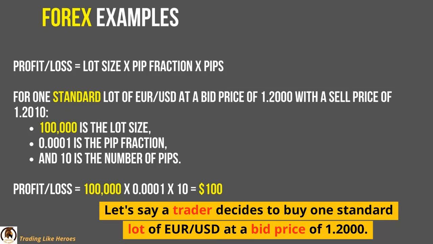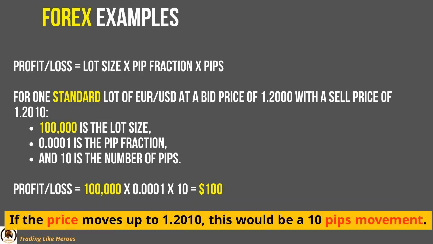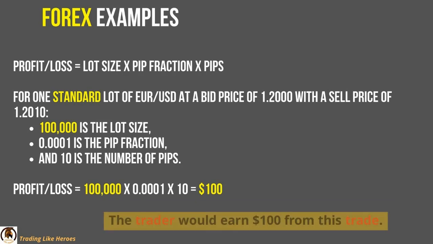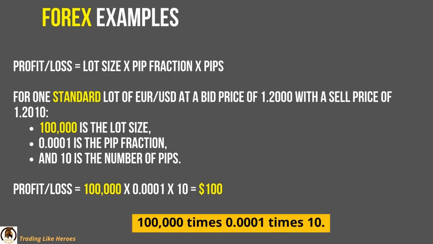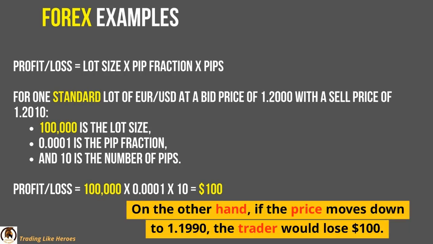Let's say a trader decides to buy 1 standard lot of euro to US dollar at a bid price of 1.2000. If the price moves up to 1.2010, this would be a 10 pips movement. The trader would earn $100 from this trade. 100 comes from the lot size multiplied by the fraction corresponding to a pip and multiplied by 10 pips: 100,000 times 0.0001 times 10. On the other hand, if the price moves down to 1.1990, the trader would lose $100.